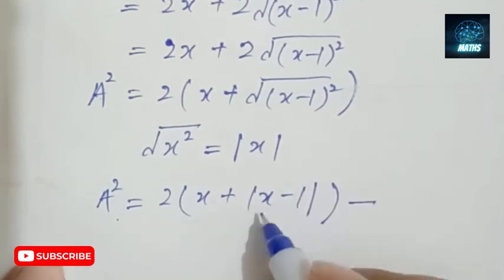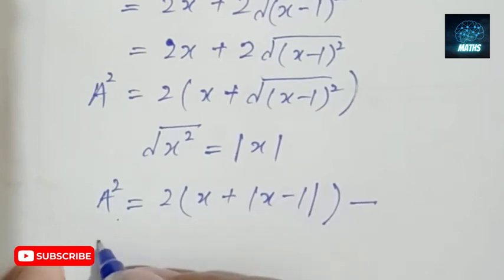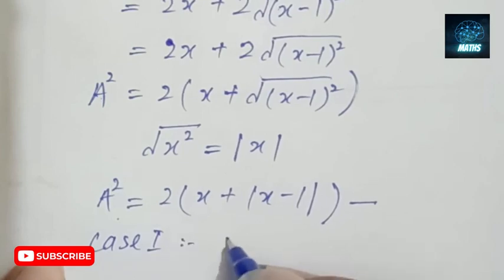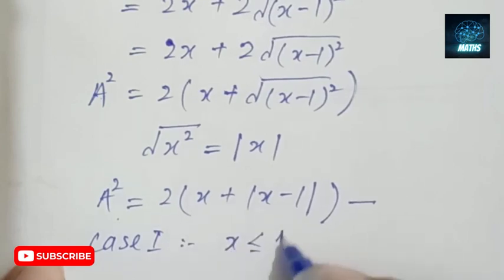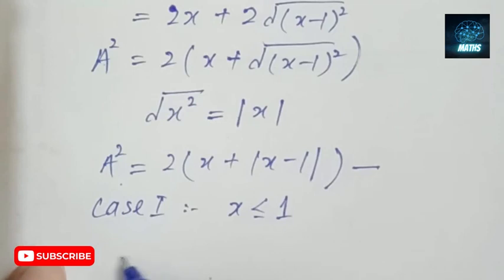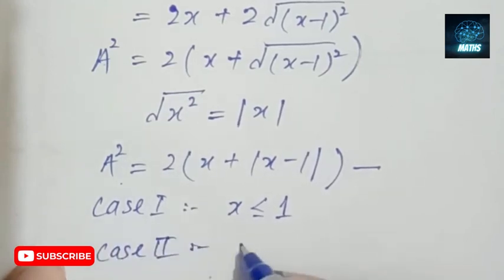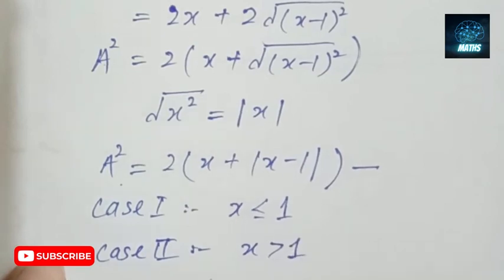So here are the two cases for this. Case one is when x is less than or equal to 1, and the second case is when x is greater than 1. So we will find the values for both cases.